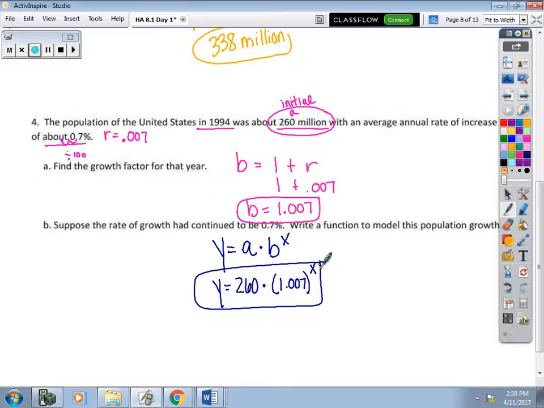And then this equation could be used to predict population in future years. Now we do need to stipulate what x is. So x is going to be the number of years after the initial year, 1994. So the number of years after 1994.